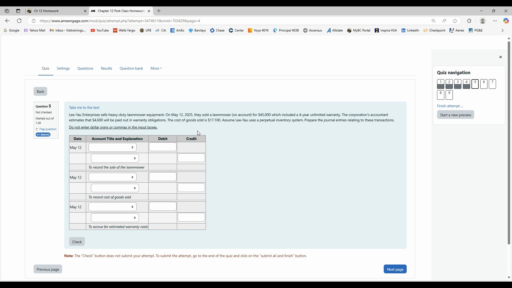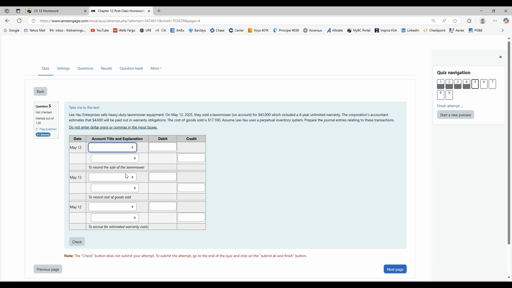Alrighty, question number 5. So in question number 5, this company sells heavy-duty lawnmower equipment. On May 12th, they sold a lawnmower for $45,000. Wow, pricey. Includes a 4-year unlimited warranty. We estimate it'll probably be $4,600 paid out in warranty obligations. Yada yada yada.